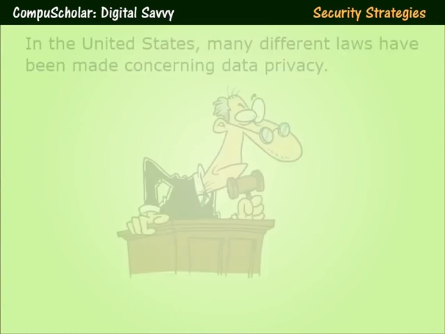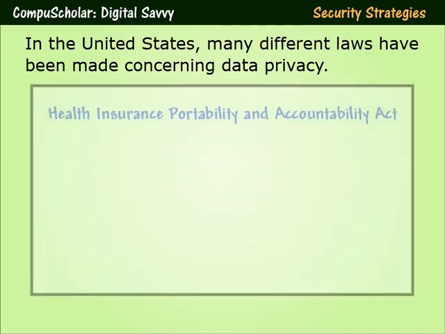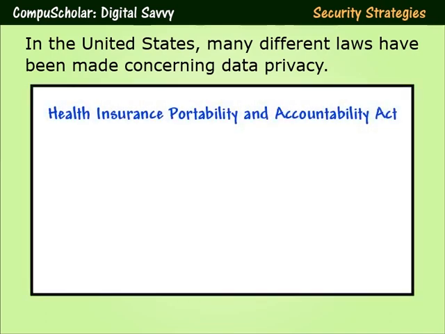In the United States, many different laws have been made concerning data privacy. Most of these laws were enacted in response to specific problems or threats to a citizen's data. The Health Insurance Portability and Accountability Act is meant to protect the patients in hospitals and doctors' offices. When you go to a doctor's office, it's typically necessary to share many types of personal data. The HIPAA law makes sure that this information is kept private and confidential.